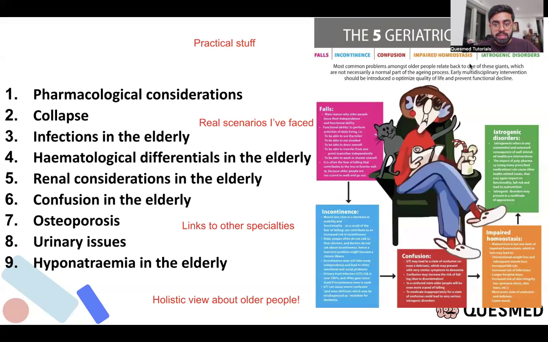In some of your Jerry's teaching, you might have come across the geriatric giants before. It's quite a dated term, but what that essentially covers are falls, iatrogenic disorders, so things that are, for example, side effects of medications, incontinence, confusion, and impaired homeostasis. These are all quite broad things, but they cover the main conditions that we see in the elderly population. What I hope you take from this is that, in elderly care, we take a very holistic view, and some of these are based on scenarios that myself and colleagues have faced in practice.